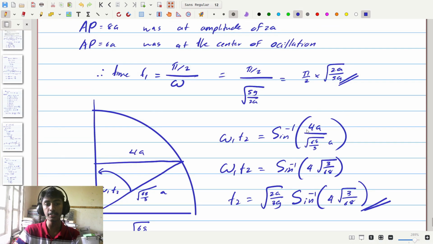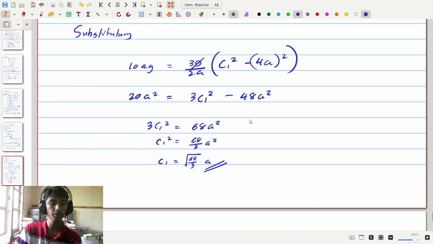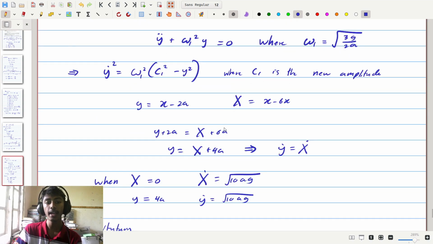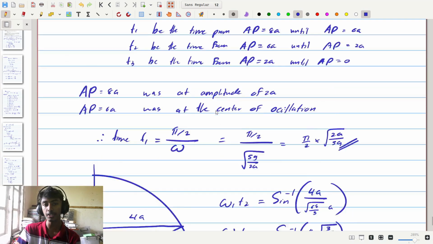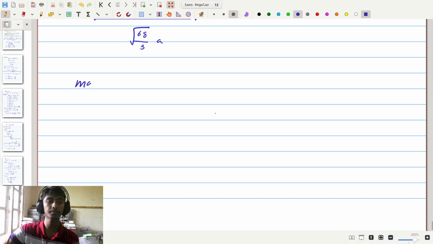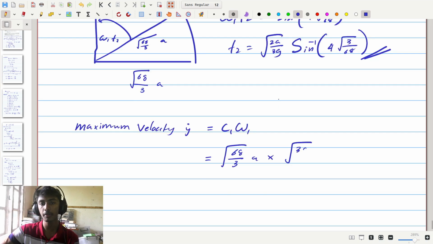Now finally, to find the value of t3, we need to find the maximum velocity achieved by the particle as it leaves. That's going to happen at y equals 0, and considering y equals 0 and the equation that we got, c1 is equal to the square root of 68 over 3 a, meaning that the maximum velocity y dot is equal to the amplitude, which is c1, times the omega, which is omega 1. That is the square root of 68 over 3 times a, multiplied by the square root of 3g over 2a.